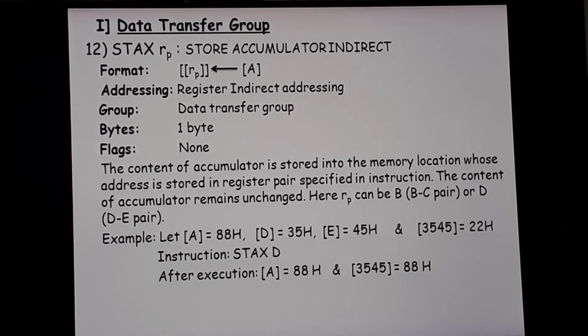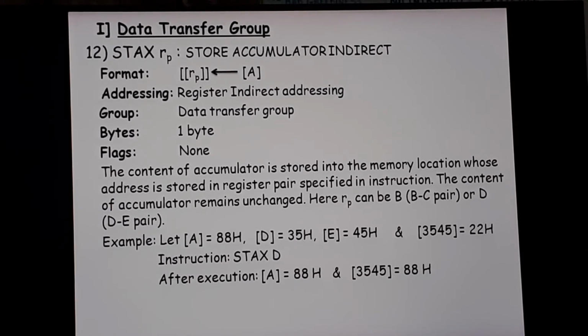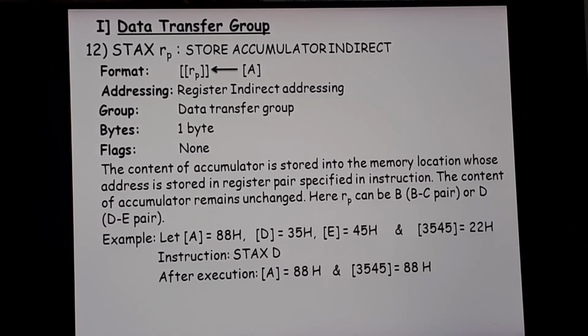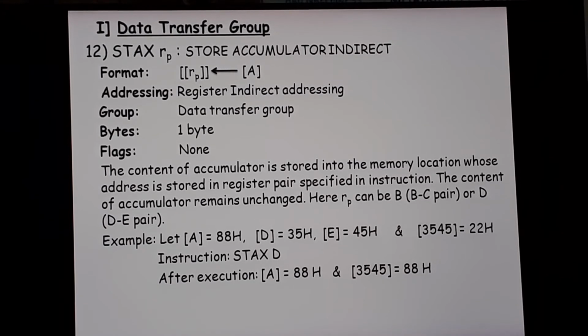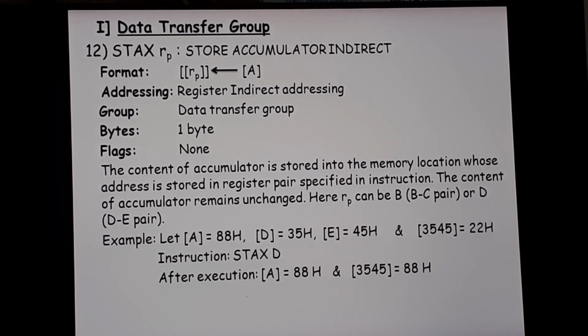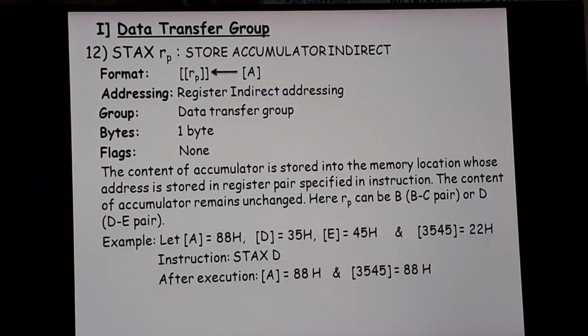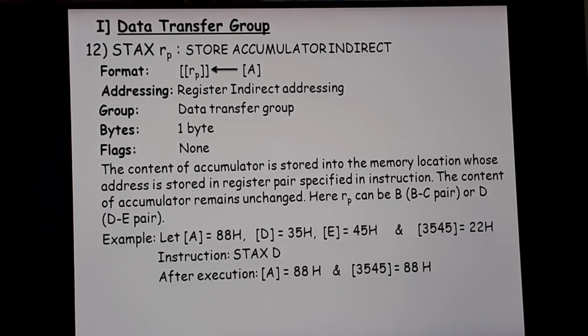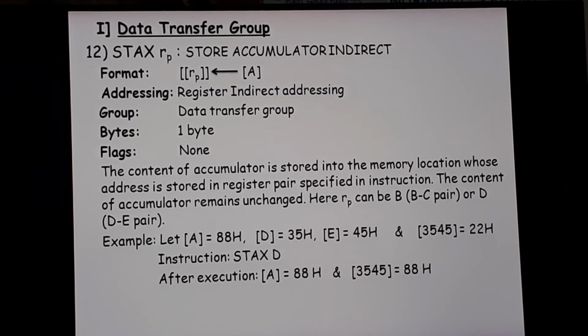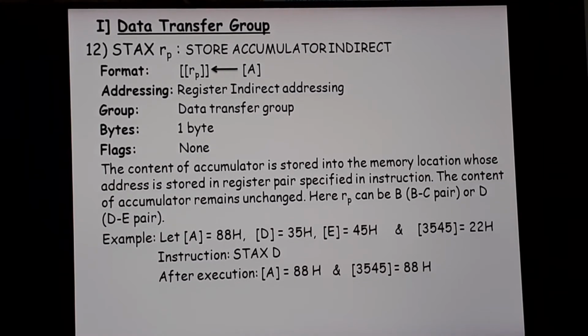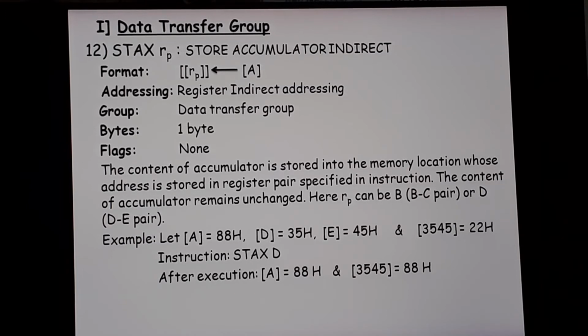Okay. So these instructions are very simple. You need to understand each of these instructions along with the example. Even if some other data is coming, you need to know what data will be stored after executing the instruction. Okay, so you need to understand the example and the explanation along with these 5 things, that is format, addressing, group, bytes and flag.